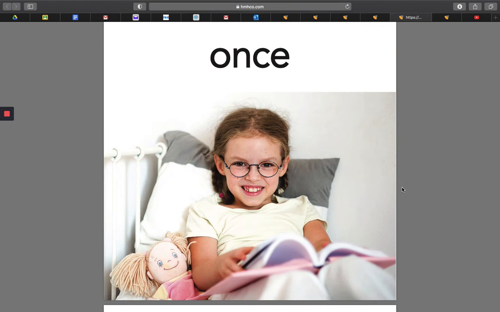This is the word once. Say once. If you do something once, then you're only doing it one time. So you might also hear in a story once upon a time. So it's one time. So if I clap my hands once, I do it one time.